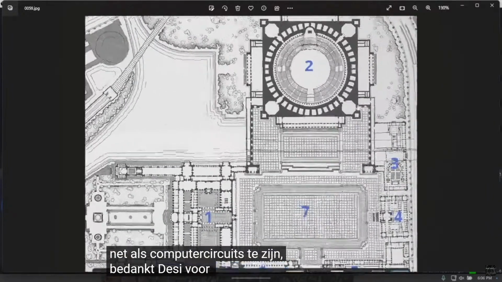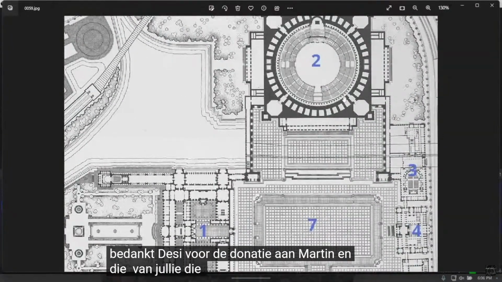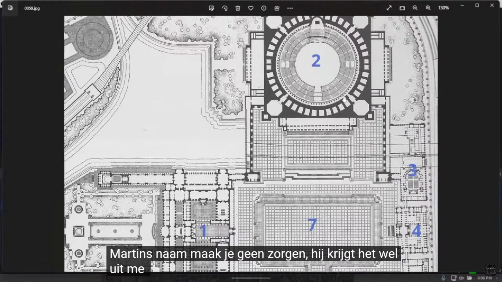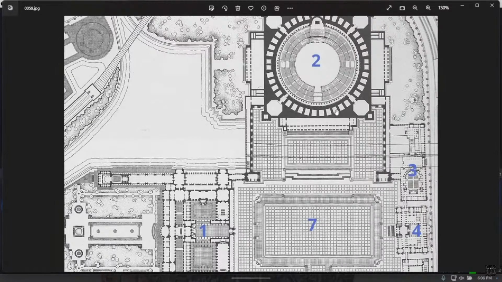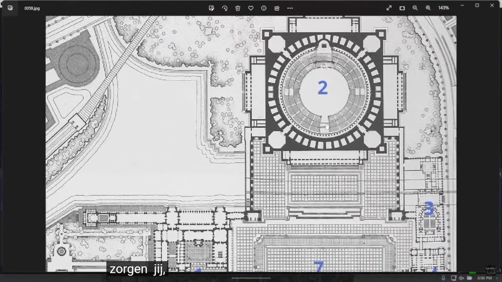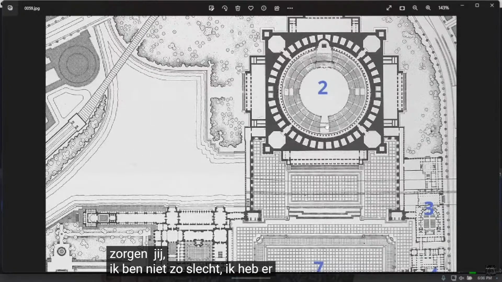Thank you, Desi, for the donation to Martin. And those of you who donated, mention Martin's name. Don't worry, he'll get it out of me. Don't even worry, I appreciate that. If he doesn't eat it in steaks tonight, he'll smoke it. I promise you, I'm not that bad. I haven't even had one for hours.